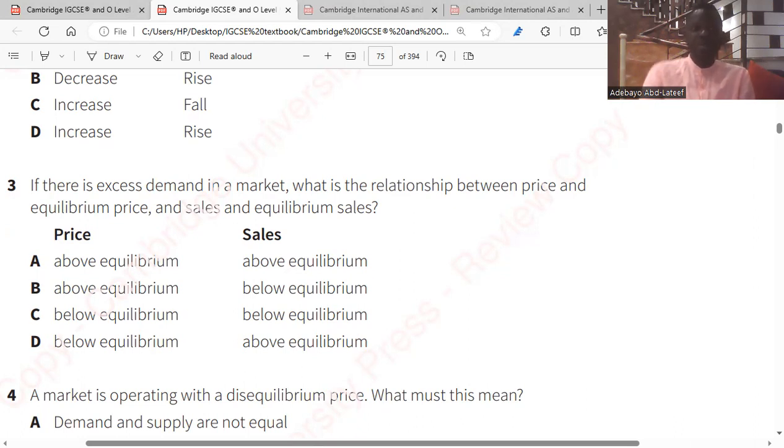So sales and equilibrium, what happens to sales? It will be below. That is why we are having excess demand. Firms will not be willing to supply into the market. Why? Because they want the product to be short. They want shortage again, so they can raise the price.